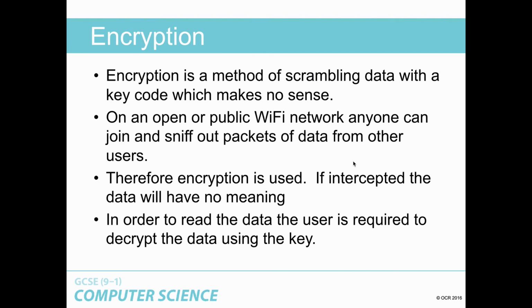So let's talk about encryption. Encryption is a method for scrambling data with a key code which makes no sense. On an open or public Wi-Fi network, anyone can join and sniff out packets of data from other users. Therefore, encryption is used. If intercepted, the data will have no meaning. In order to read the data, the user is required to decrypt the data using the key.